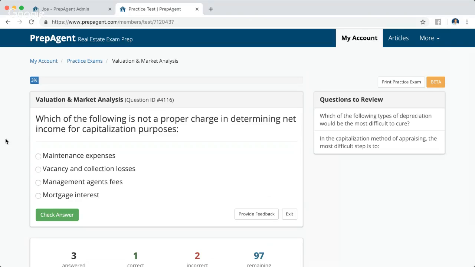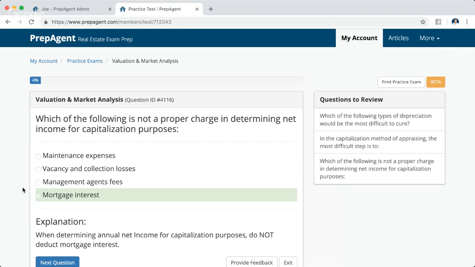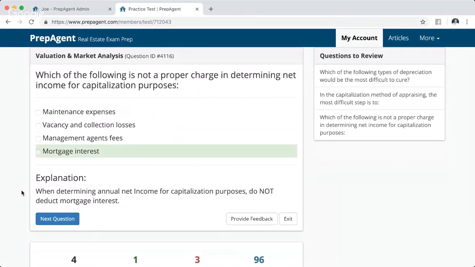Okay, here we go. Which of the following is not a proper charge in determining net income for capitalization purposes? A, maintenance expenses. B, vacancy and collection losses. C, management agent fees, or D, mortgage interest? D, mortgage interest.